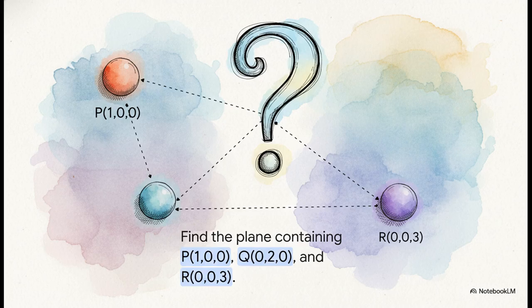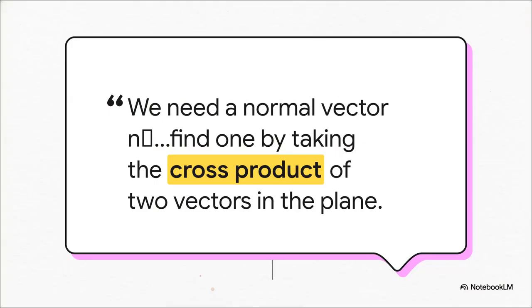We know for a fact that there's one unique plane that passes through all 3 of them. But to get its equation, we need that normal vector. So, how do we build it from scratch? This is the strategy, and it's a brilliant one.